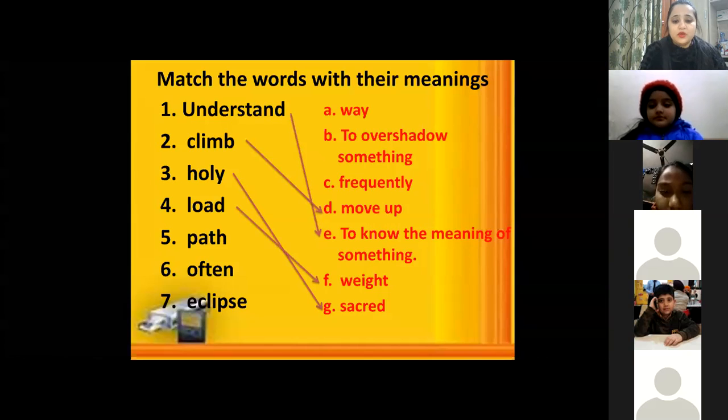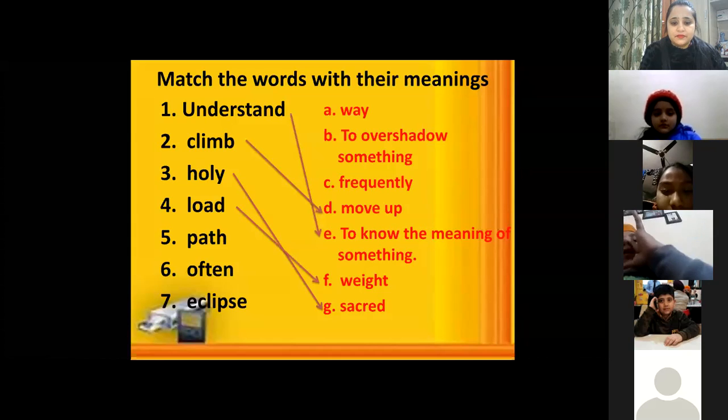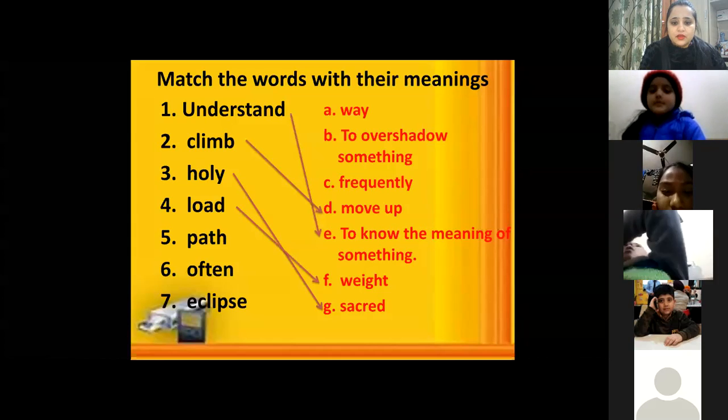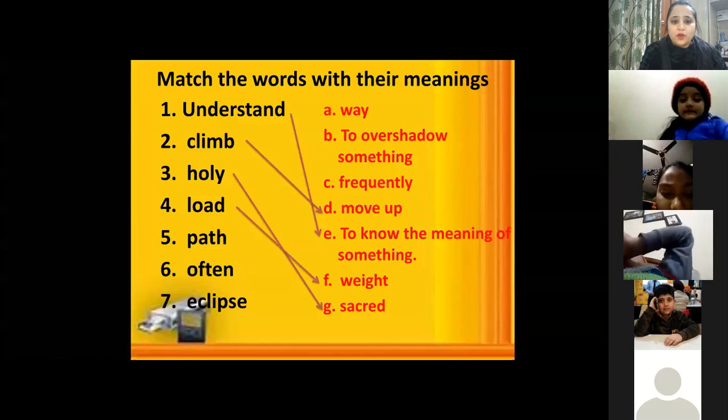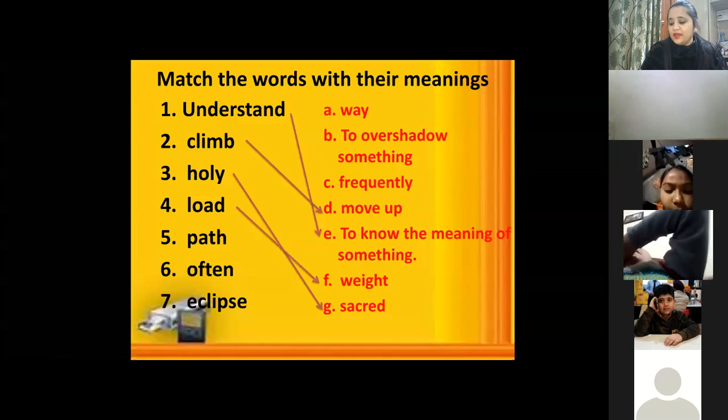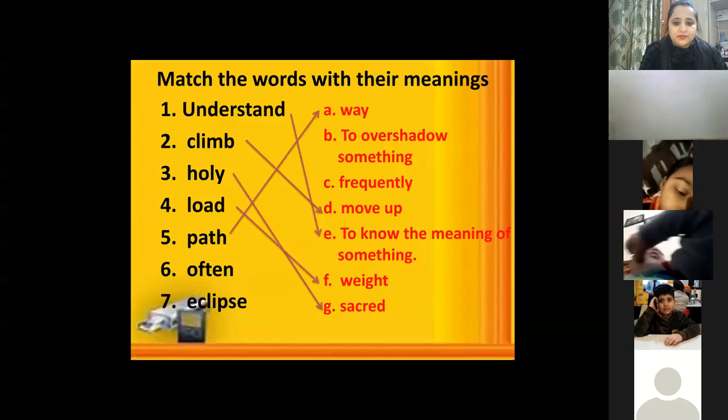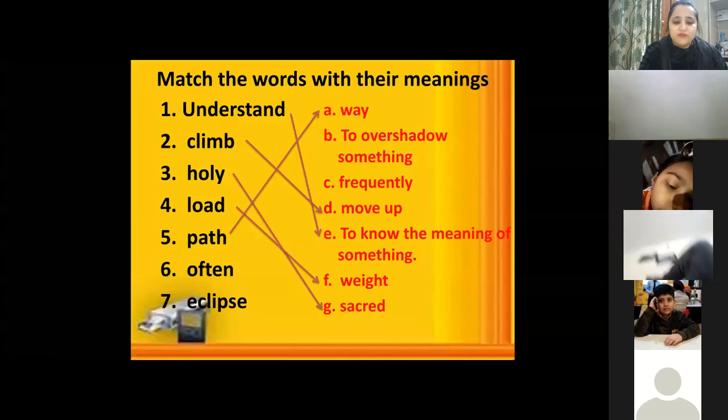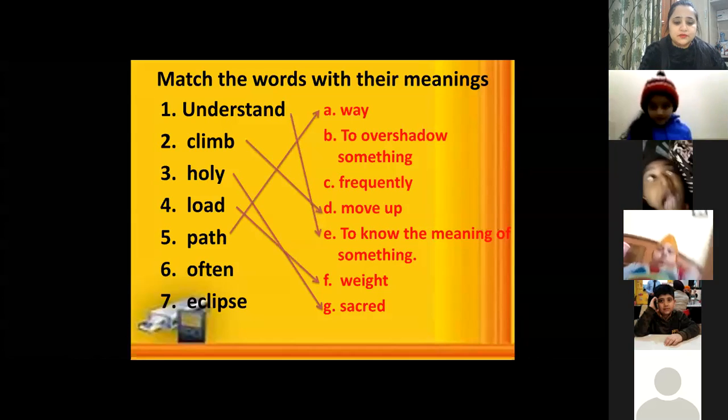Load means weight. Bhar. Okay, number 5 is path. The answer of path is way. Option A is the correct option. That means rasta, way. Okay, number 6, often.